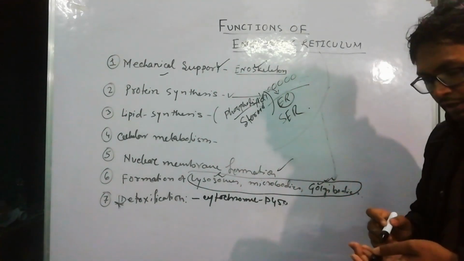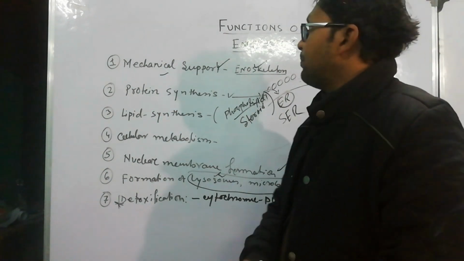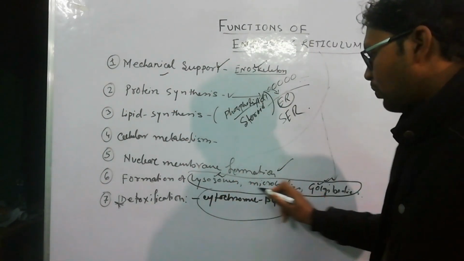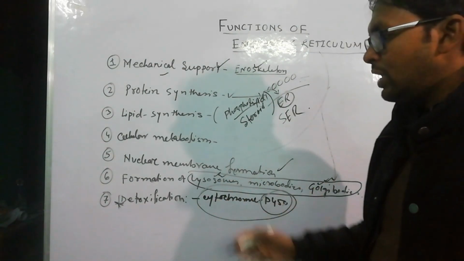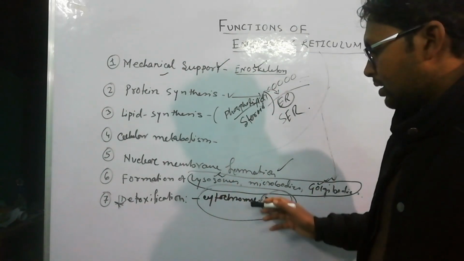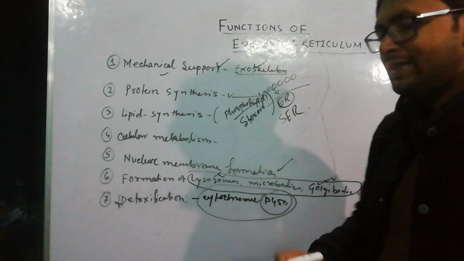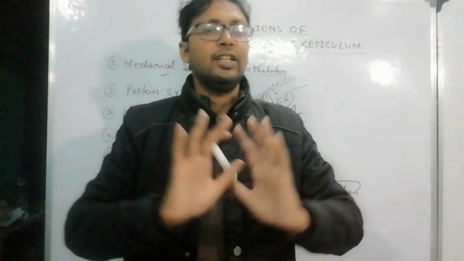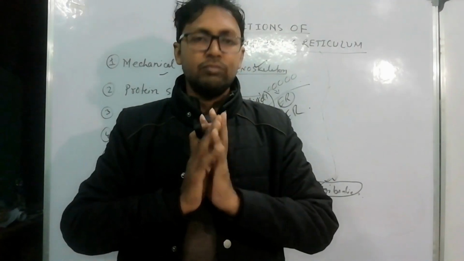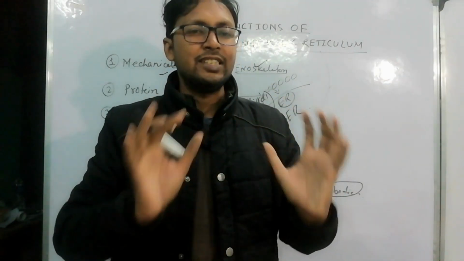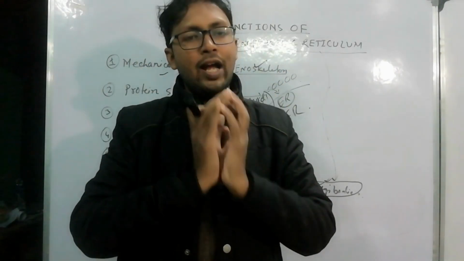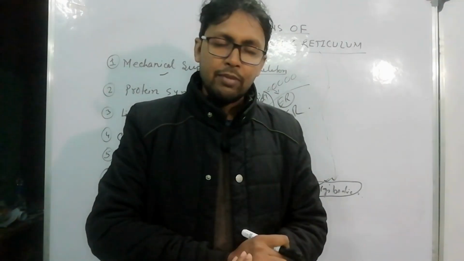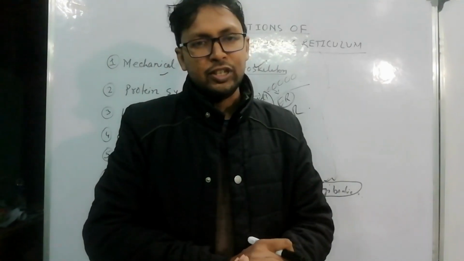So these are the major functions. During detoxification, cytochrome P450 is involved. Here is an example: the cytochrome P450 enzyme is essential for detoxification. So we have already discussed the endoplasmic reticulum, its major functions, the major NCERT points which you have to understand, know and properly practise with MCQ questions. So keep watching. Thank you.